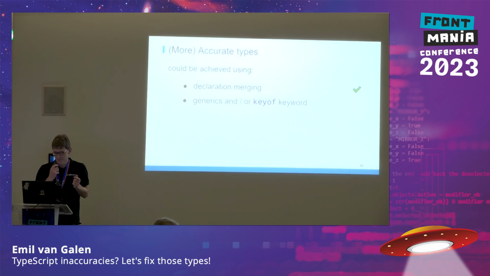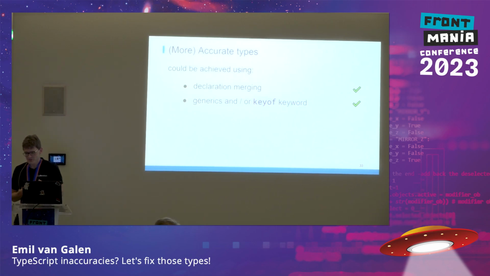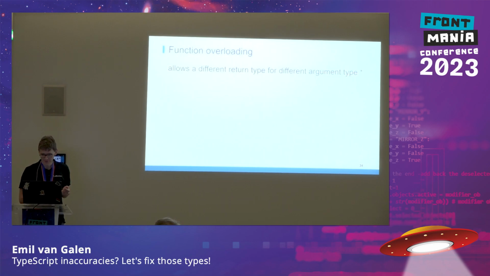So, generics and keyof also allow us to have more accurate types, but there's also function overloading. Actually for function overloading, you can use it to get a different return type depending on a different argument type. Also notice that you have to use function declaration. This will not work with arrow functions. I know you all like your arrow functions, but it doesn't work, unfortunately.